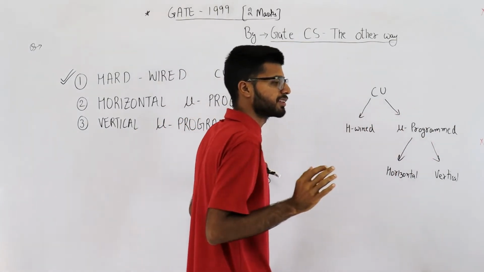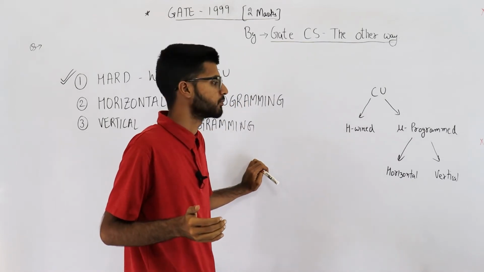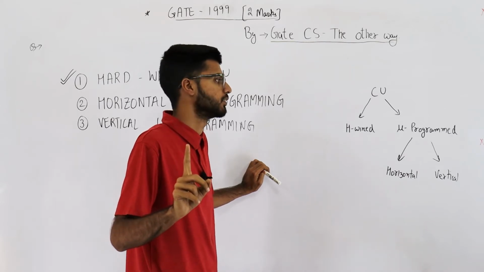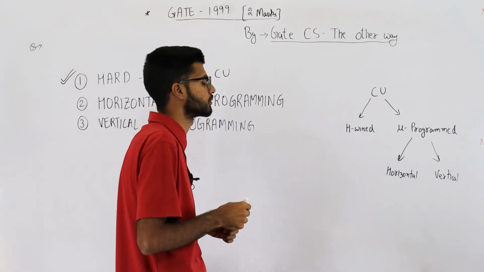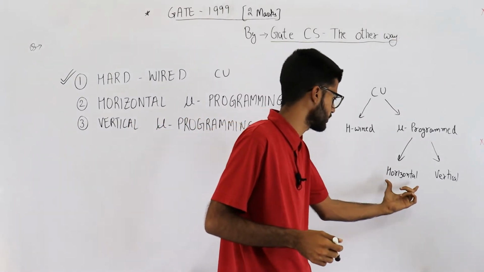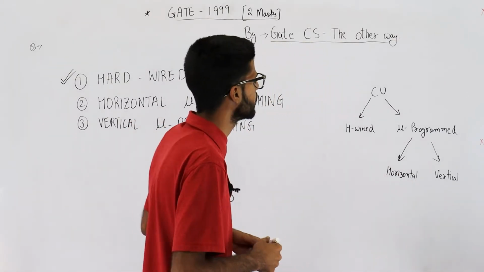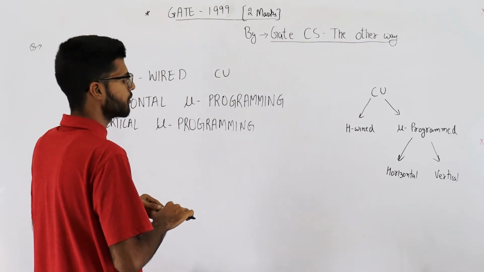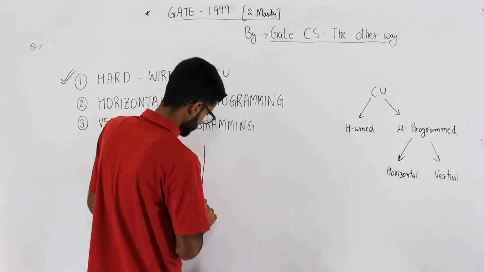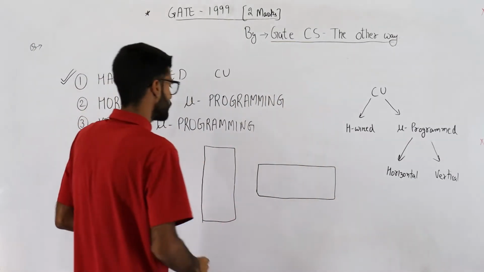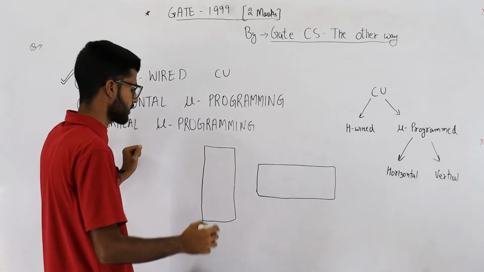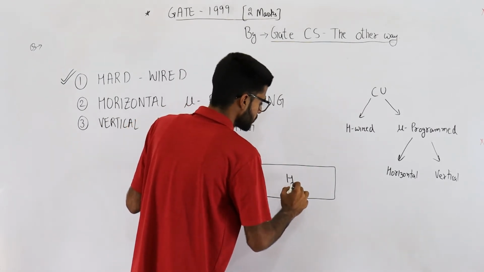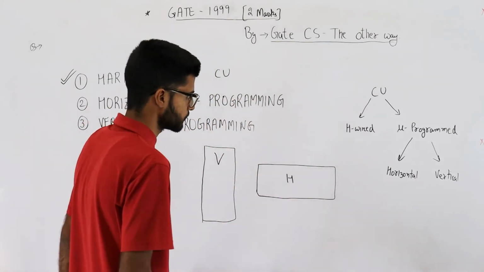Microprogram is a program which consists of micro instructions. And this program helps in execution of one instruction, one normal instruction, not a micro instruction. Okay, anyways, let's just continue our question. Horizontal means the program will be more lengthy in horizontal direction. What do I mean by that? If you're using vertical microprogramming, your program might look like this. And if you're using horizontal microprogramming, your program could look like this.